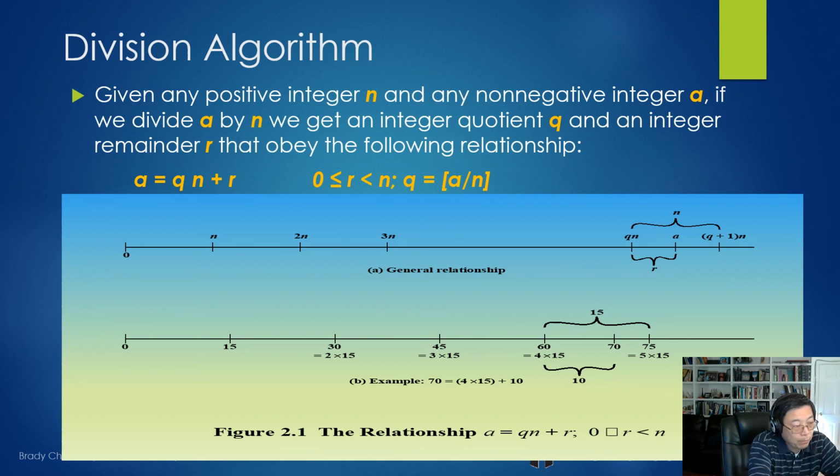Now let's talk a little bit more about division. Given any positive integer n, and any non-negative integer a, so a could be positive or zero. Now if we divide a by n, keep in mind that n may not be able to divide a. That means a may not be writable as n times any number. So a is probably not a multiple of n. In that case, if we divide a by n, we may get a quotient and a remainder, which is non-zero.